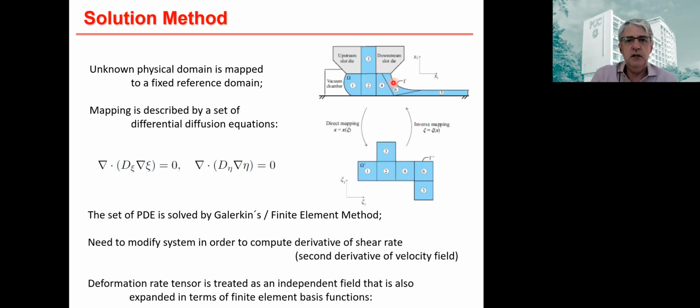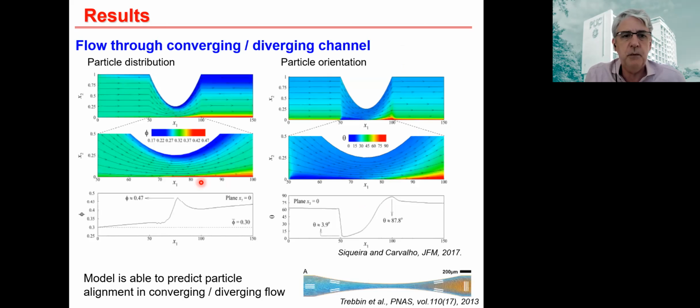We solve this using the finite element method. In the case of free surface flows, we map the unknown physical domain to a known reference domain. So we need to solve an extra set of differential equations that describes this mapping. We couple everything and solve it as a fully coupled system, and we use Newton's method to find the solution of this non-linear problem. So I'm going to go through some of the results here.